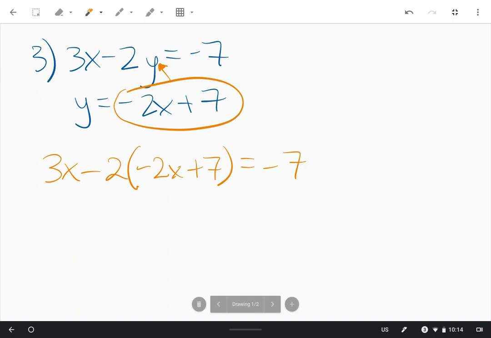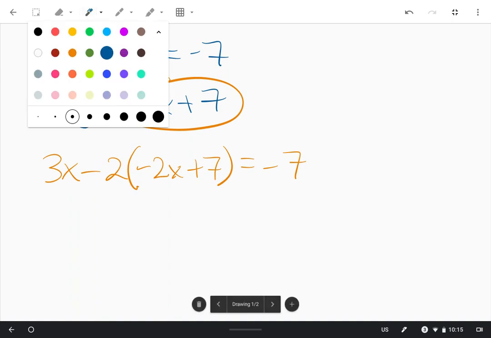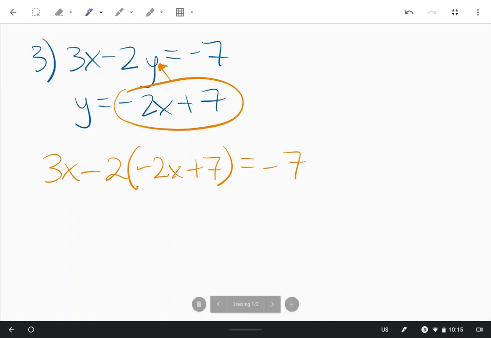Okay, so this one's a little bit more complicated. There's a lot more going on in this one, but that's okay. We're just going to use all the algebra we know to solve this. We're going to deal with this parentheses first. So we're going to have 3x, and then this needs to be distributed to both of these.